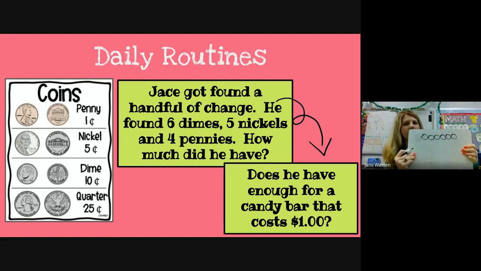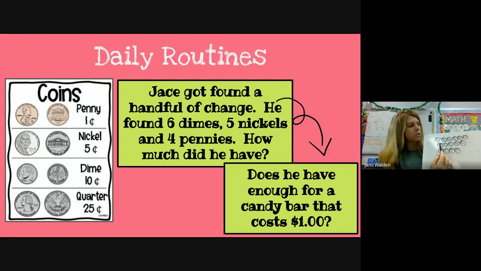How much is a dime worth? 10 cents. I'm going to plug in my 10 to remember to count all those dimes by 10. He found 5 nickels. 1, 2, 3, 4, 5. And how do I label those? A nickel is worth 5 cents. And 4 pennies. 1, 2, 3, 4. And how much is a penny worth? 1 cent. So I'm going to plug in the ones for that. Now I can count and find my total.